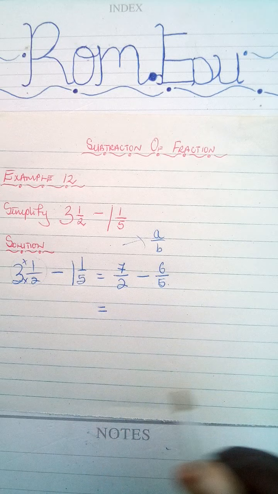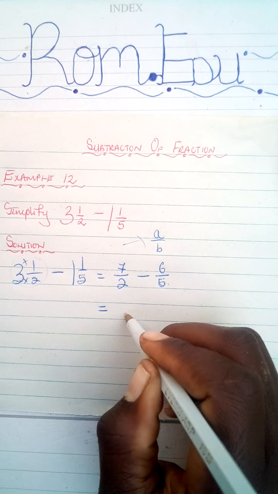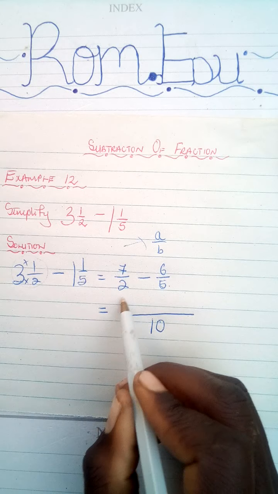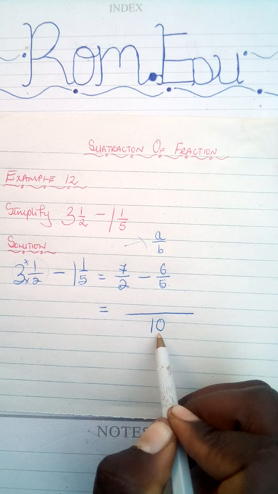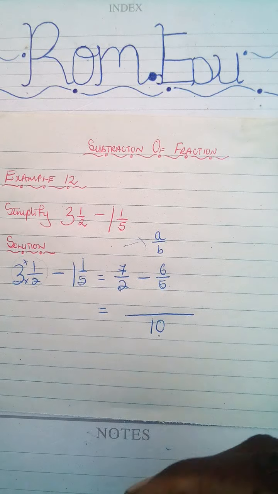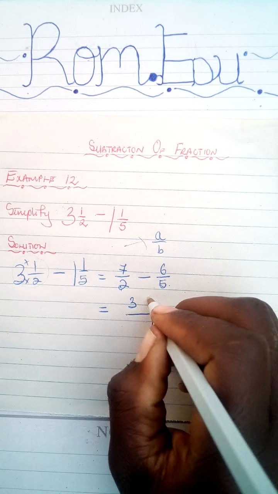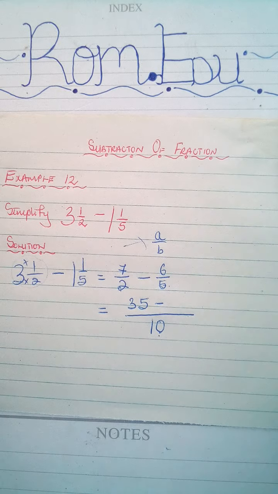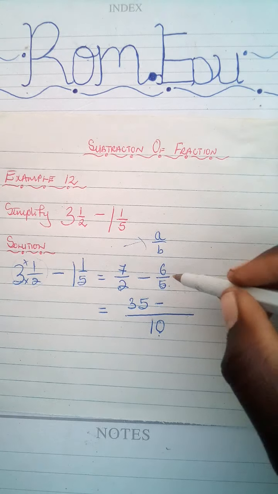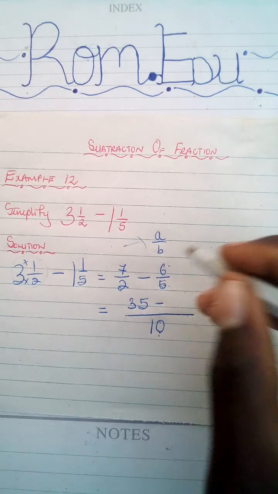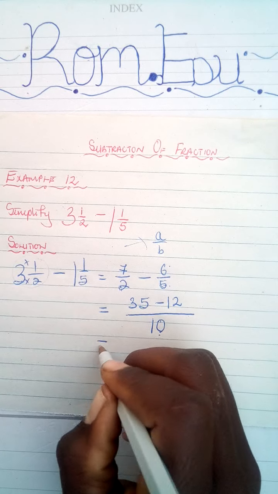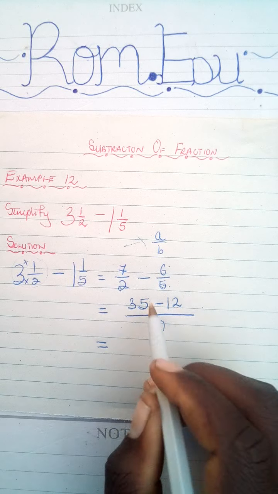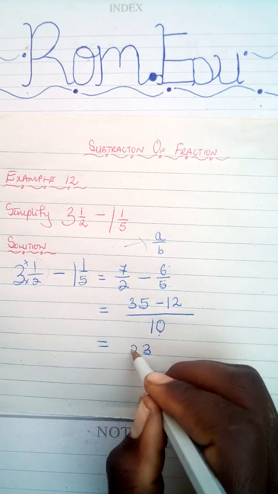Then I look for the common denominator or a common multiple. Here, that's 10. So 2 into the common denominator 10, that's 5. Whatever I get, I multiply by the numerator. So 5 times 7, that's 35. Minus what? 5 into 10, that's 2. Whatever I get, I multiply by 6. So it's going to be 12. Now 35 minus 12 is going to be 23 over 10.